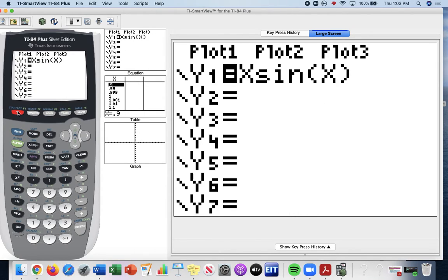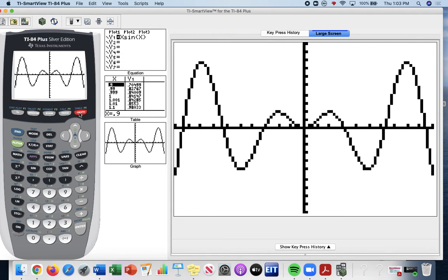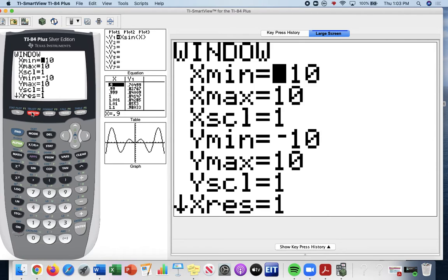And what I want to be able to do is look at this graph and also look at the graph of the derivative. Okay, so let's just take a look at this graph real quick. So this is what this graph looks like, x sine of x. And let's just set our window from -4 to 4. So let's just look at this portion of the graph.